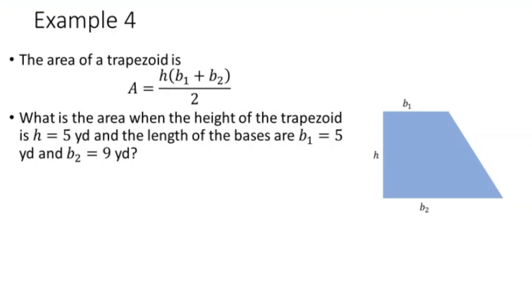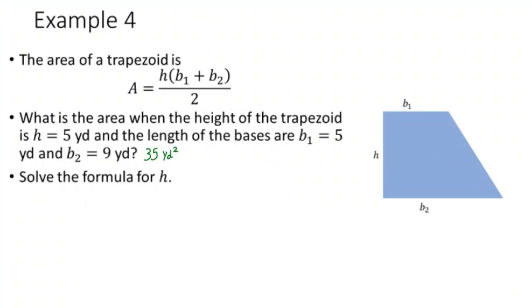In the first part, what is the area when the height of the trapezoid is 5 yards and the length of its bases are 5 yards and 9 yards? Well, in this problem here, we can just go ahead and take our values and plug them right into the formula we see above. Our A will equal H is 5, our B1 is 5, our B2 is 9, all over 2, which comes from the formula. Now, if we work out our order of operations or use a calculator, the area is 35. Now, what would be the units? Our units would be yards squared.